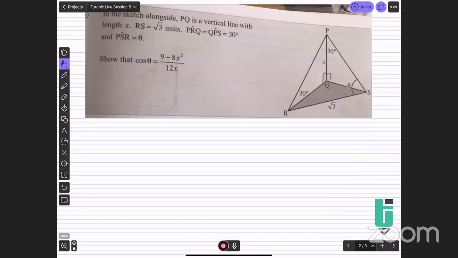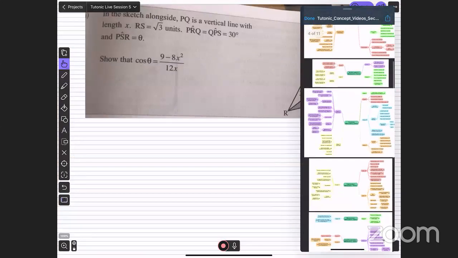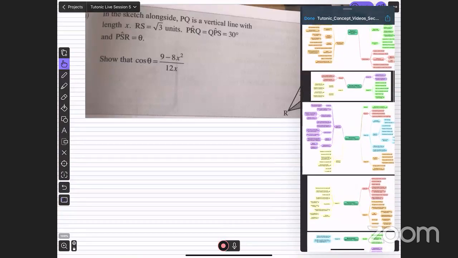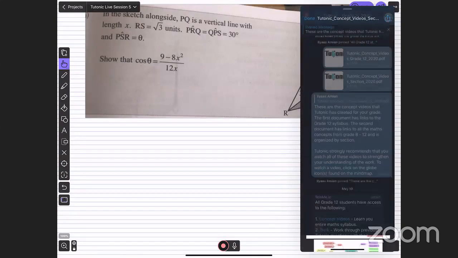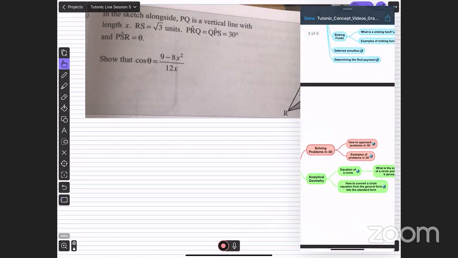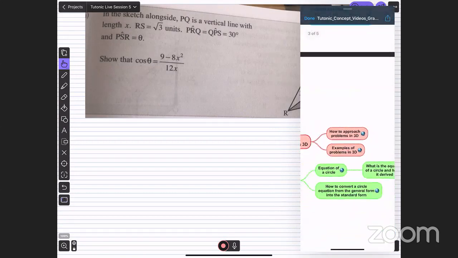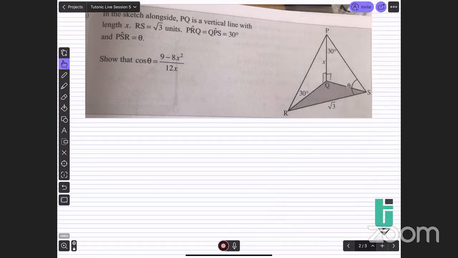But I'm going to teach you an approach. I do go through the approach in the concept video. There's a concept on 3D Trig, in the grade 12 trigonometry section. Solving problems in 3D: how to approach problems in 3D, and examples. So if you guys go through that, that will help you with an approach. But for this one, it's just kind of intuition.